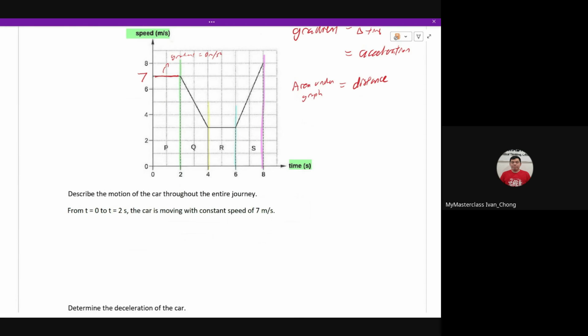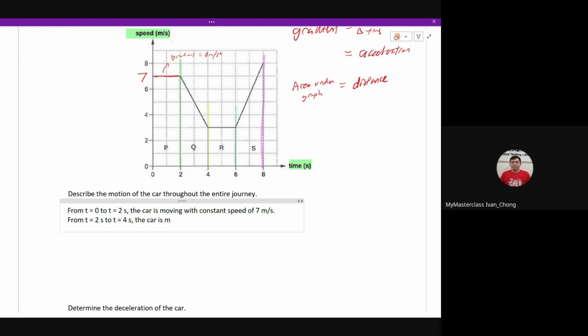So you can see in the first 2 seconds, I only move with 7 meters per second every second. So I don't actually move faster, I don't speed up, I don't slow down. So same thing, you just want to continue from there. So from 2 seconds to 4 seconds, what did the car do?